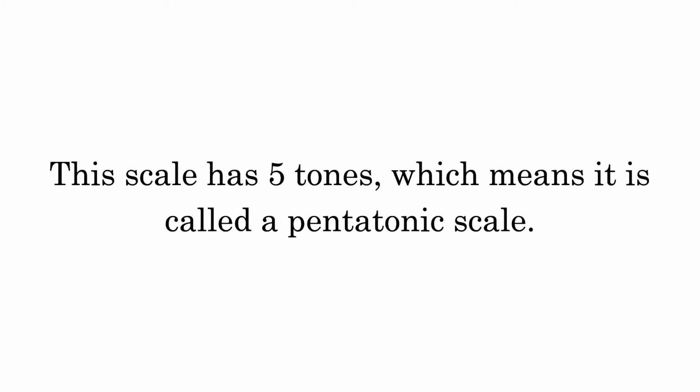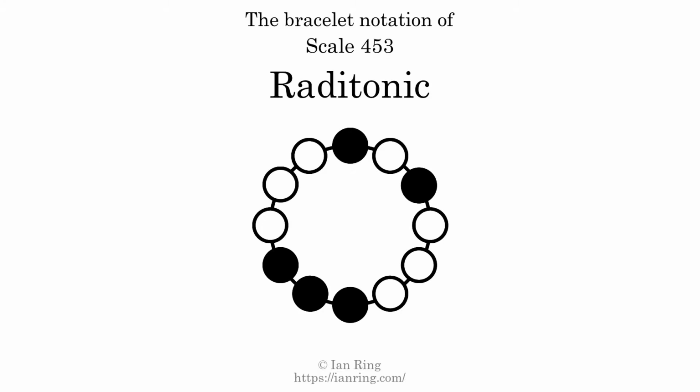This scale has 5 tones, which means it is called a pentatonic scale. This is a bracelet notation diagram of scale 453. The shaded circles represent tones that appear in the scale, and they are read clockwise, starting at the top.